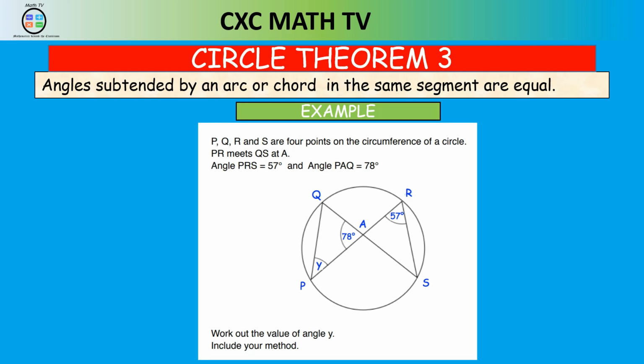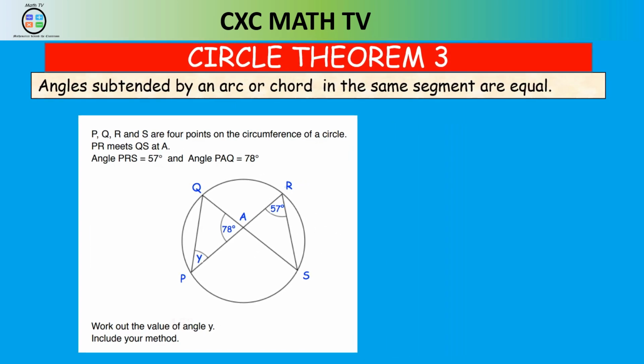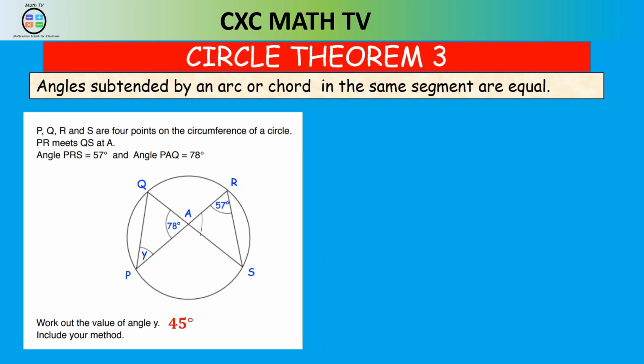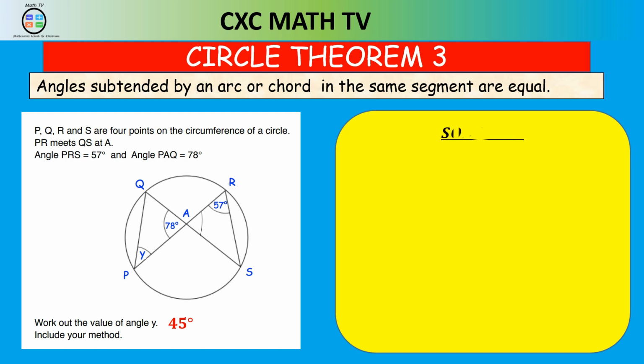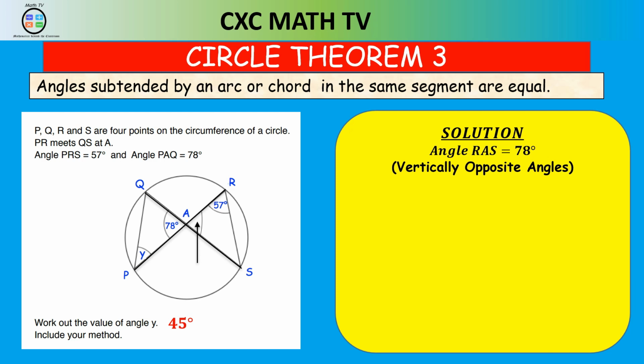Now, as we attempt this question right here, first thing is, let's just put on two lines right there for PR and QS. What do we notice? Those are two intersecting lines, so we can use vertically opposite angles to first get angle RAS. So the angle at A then is 78 degrees by vertically opposite angles. Then we can find angle RSA. Angle RSA is going to be 180 minus 78 plus 57. And that would be equal to 45. So we can put the angle at S being 45 degrees.